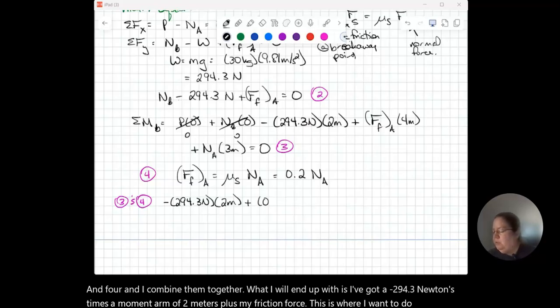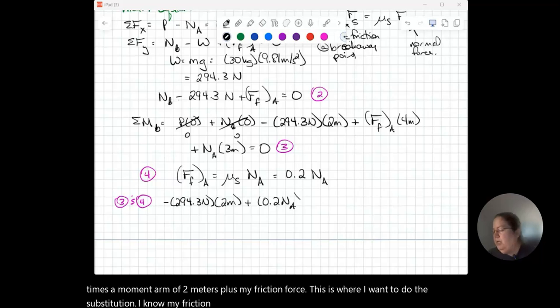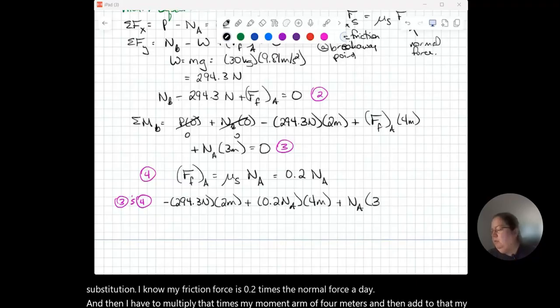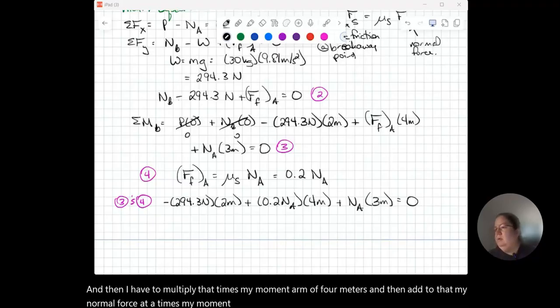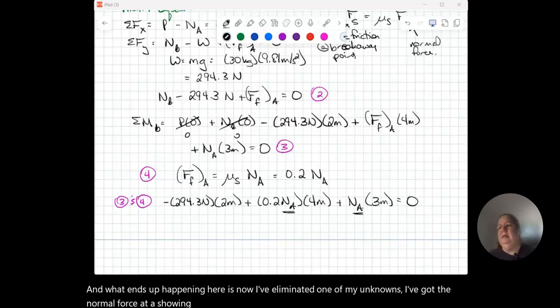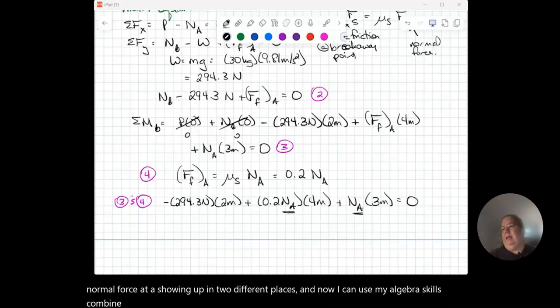I know my friction force is 0.2 times the normal force at A. And then I have to multiply that times my moment arm of 4 meters. And then add to that my normal force at A times my moment arm of 3 meters. What ends up happening here is now I've eliminated one of my unknowns. I've got the normal force at A showing up in 2 different places. And now I can use my algebra skills, combine like terms, and then solve for the normal force at A.